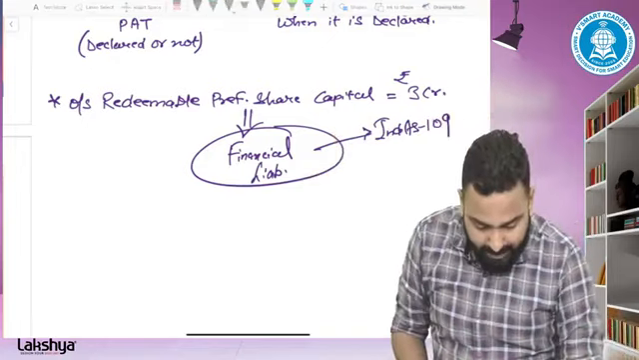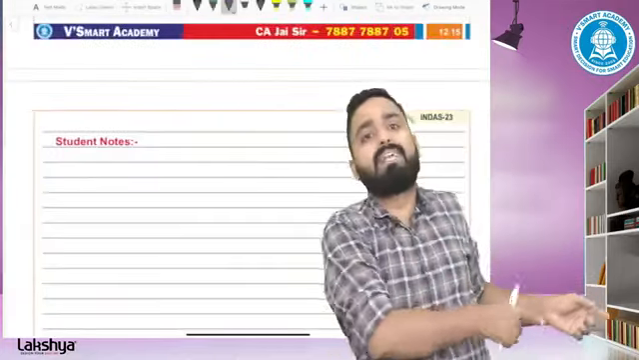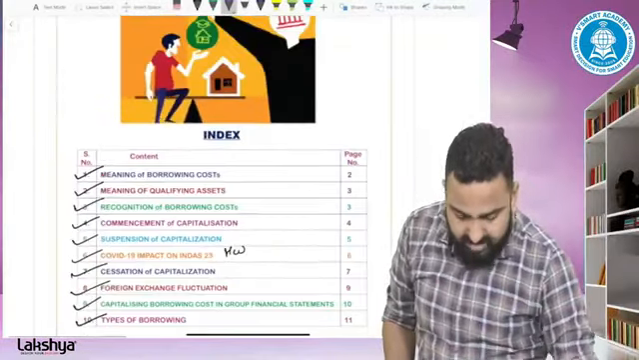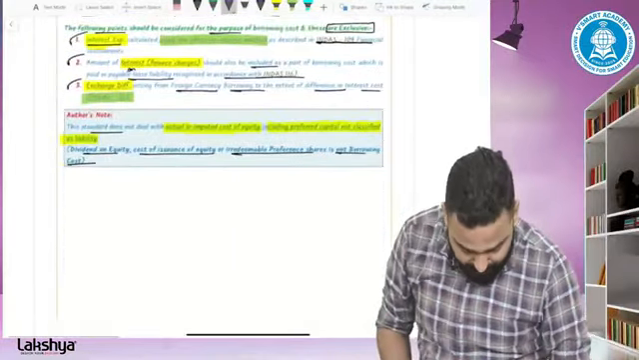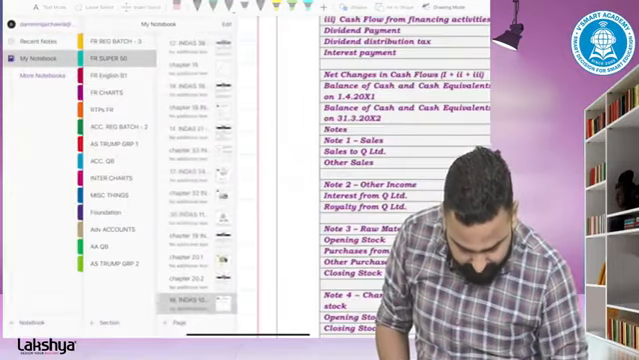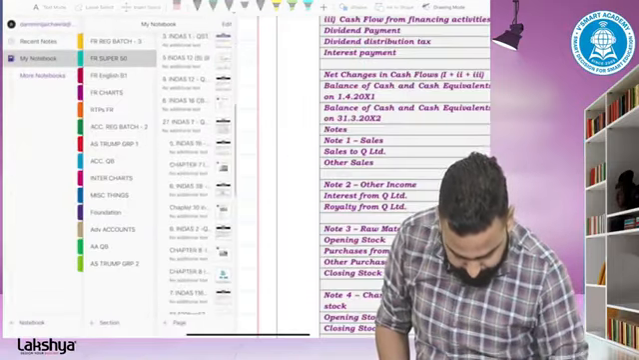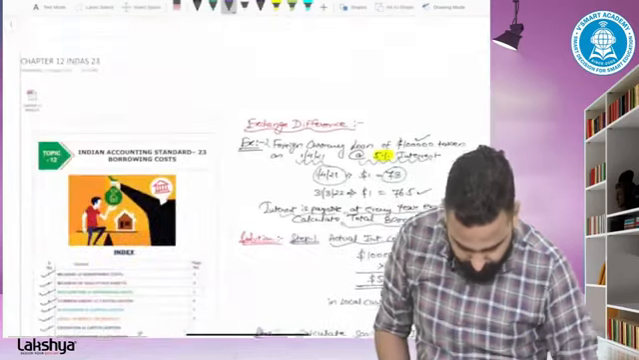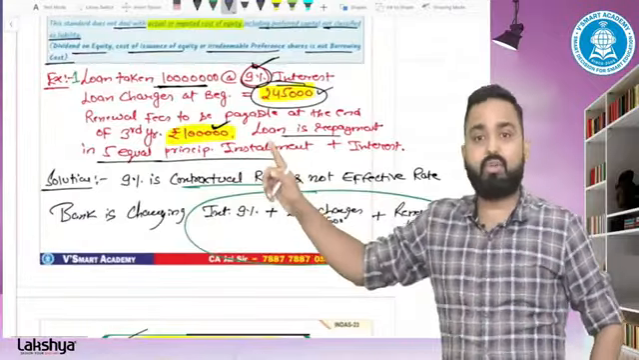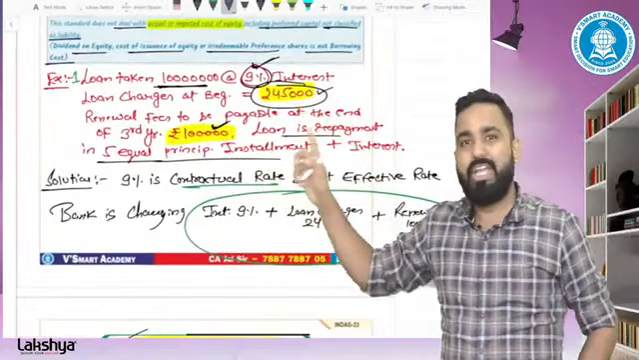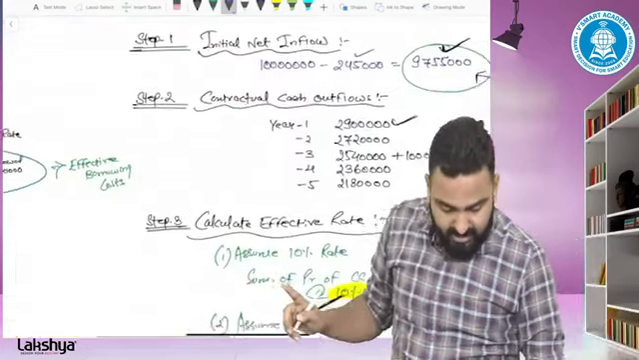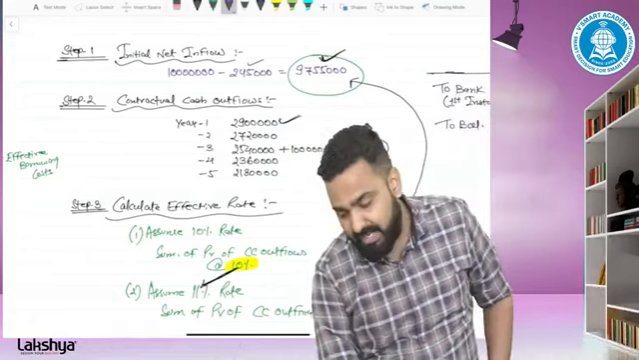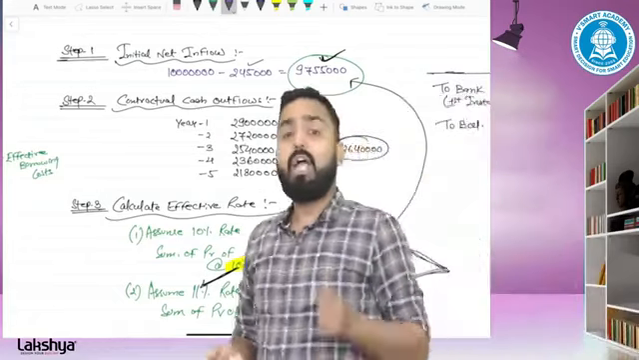Now please remember one thing, we just completed Ind AS 23, and we already discussed that issue of effective rate of interest. If you remember, this was the question we actually solved in our Ind AS 23, and we learned how to calculate the effective rate of interest.